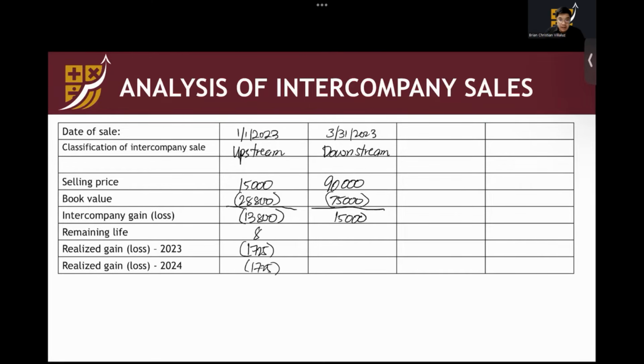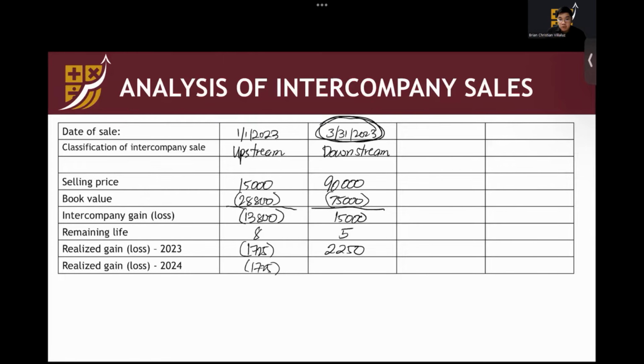How many years yung remaining life ng fixed asset pa? 5 years. So dahil 2023 din naganap yung intercompany sale, meron agad tayong realized gain for 2023. Okay? Pero mag-ingat ha, tignan niyo yung date of sale. That is March 31, 2023. So, yung realized gain natin is only for 9 months for 2023. Okay? So, that will be 15,000 divided by 5 times 9 over 12. Your realized gain for 2023 is 2,250.